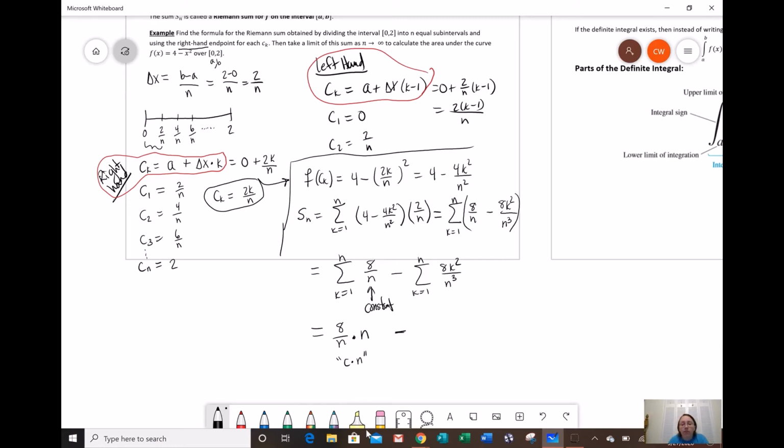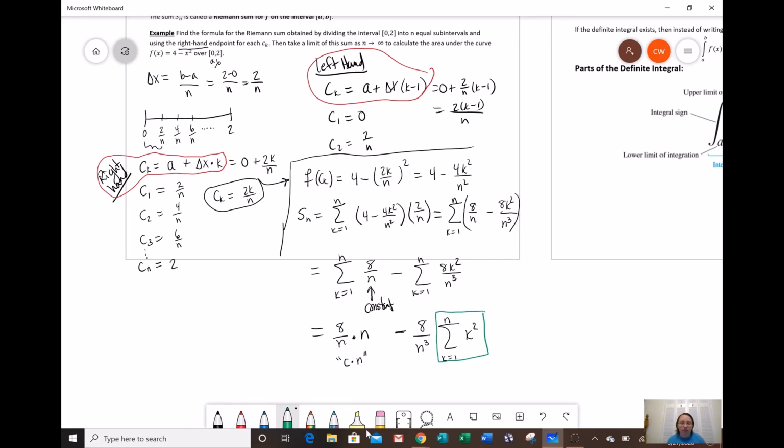Minus, over here, now this one we gotta do some work. 8 is a constant, and n cubed is a constant. So that can come out, and we end up with the summation of what's left. Just the k squared, as k goes from 1 to n. This guy here, we have a formula for. This was the big formula.